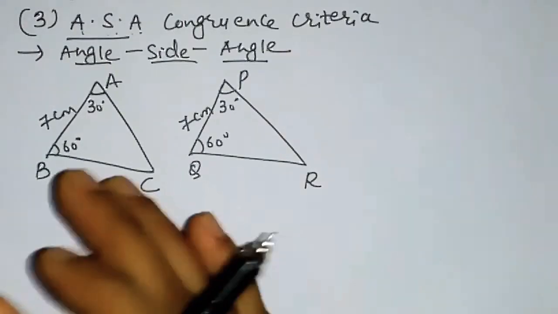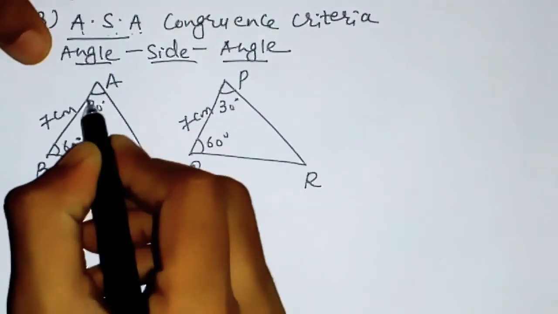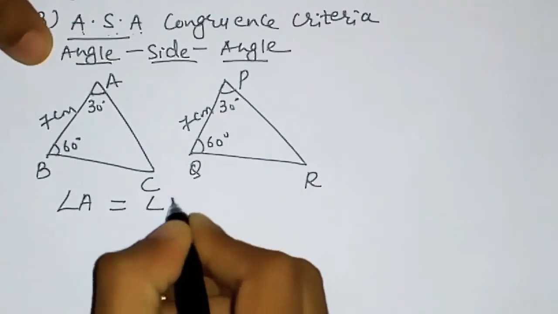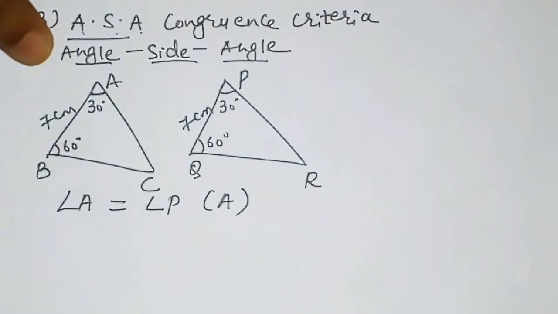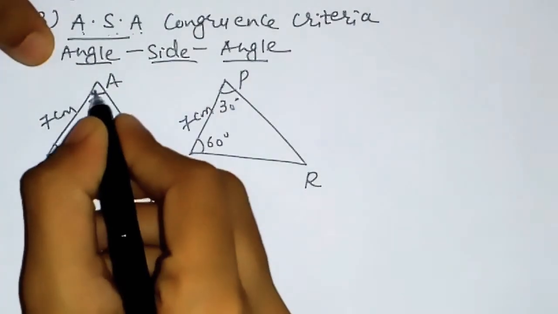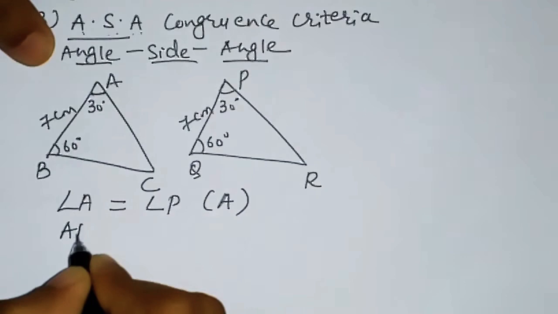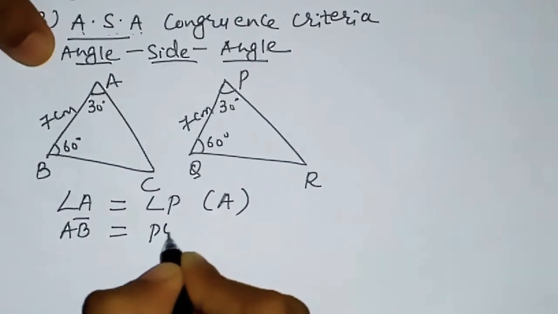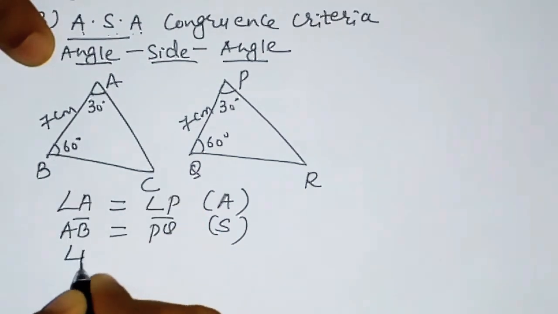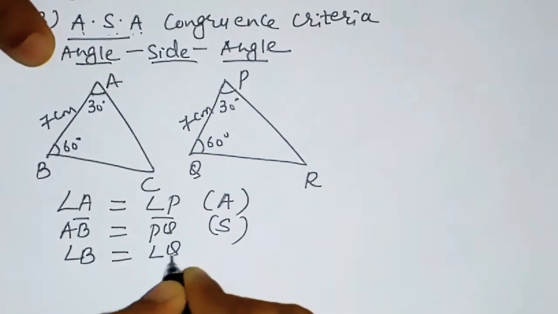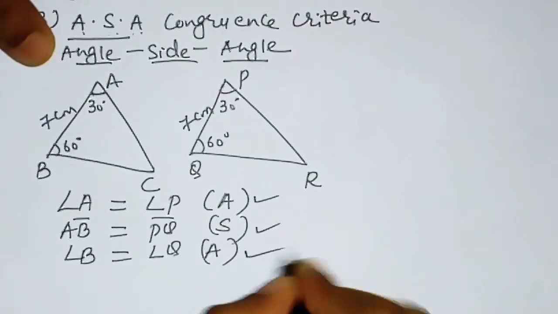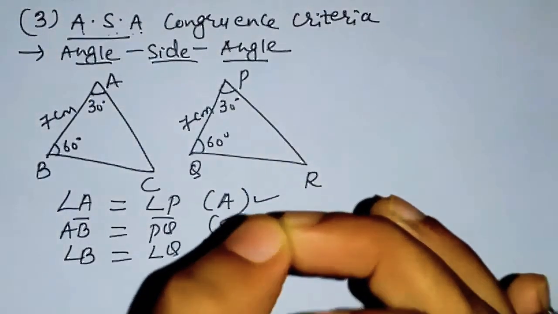Now we will write the parts which are equal. Angle A is given. Angle A is equal to angle P. So angle is given. Okay, see the criteria. The criteria also we will write here. So angle is given. Then side is given, AB. So AB is equal to PQ. So now side is given. Then again angle B is given. So angle B is equal to angle Q. So again angle is given. So angle, side, angle. So the criteria is satisfied.